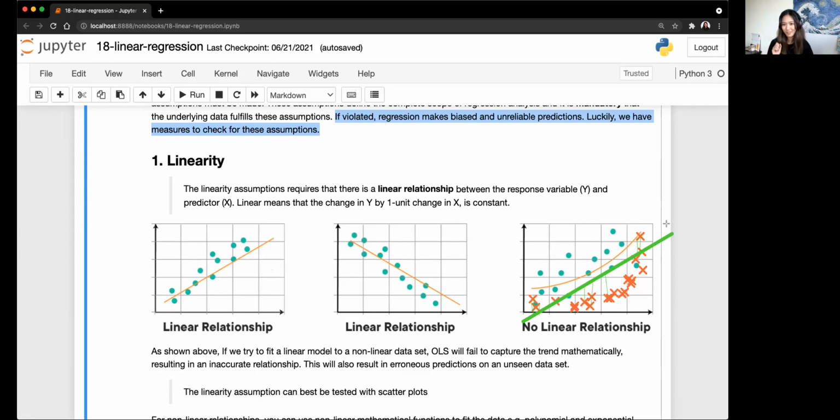What if you have non-numerical values? What if you have categorical values? You'll talk about that tomorrow. So for this assumption, you can usually check just with scatter plots.